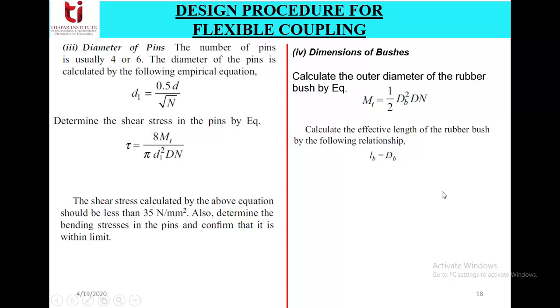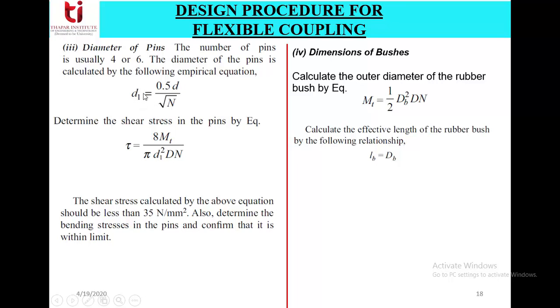Further, apart from these basic dimensions of the flanges, we have the pins and we have the bush. For pins, we have the empirical relation d1 is equal to 0.5d divided by root of n, where n is the number of pins, generally 4 to 6 pins, so we can calculate the diameter of the pin as d1.